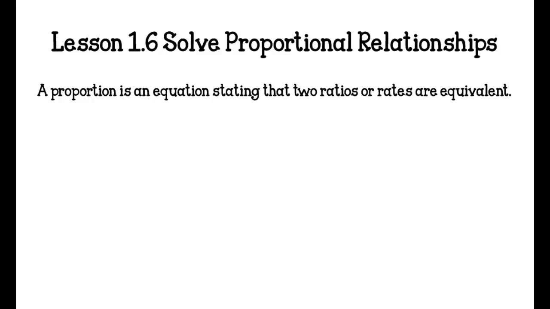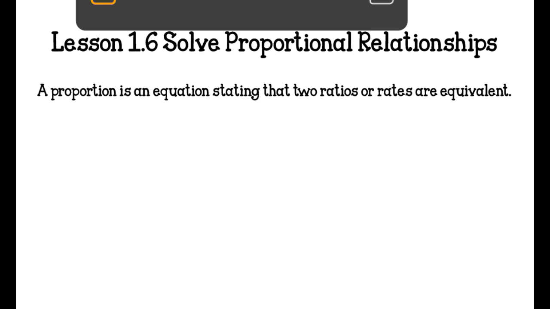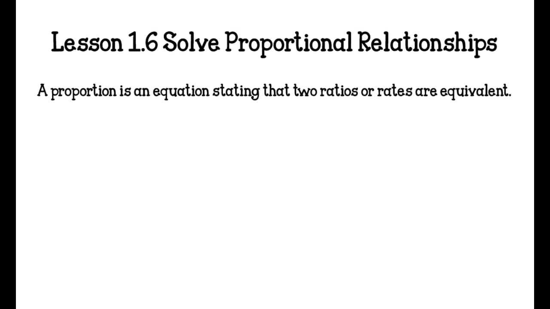Lesson 1.6 is about solving proportional relationships. A proportion is an equation stating that two ratios are equivalent. So this is a proportion stating the ratio of x to 4 is equal to 9 to 10. The way we solve this is we cross multiply.